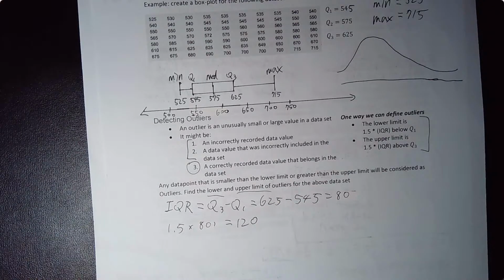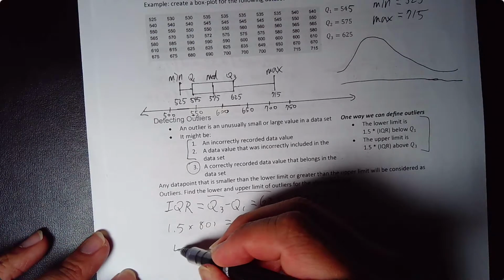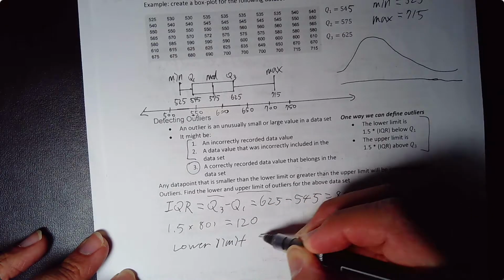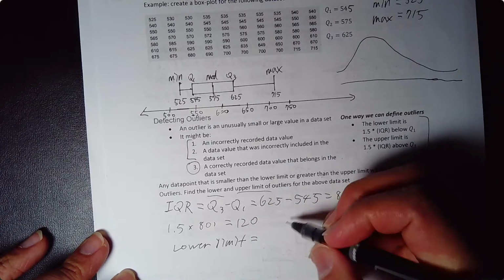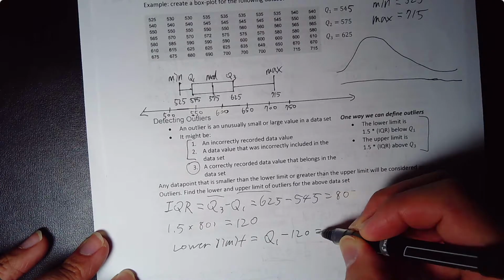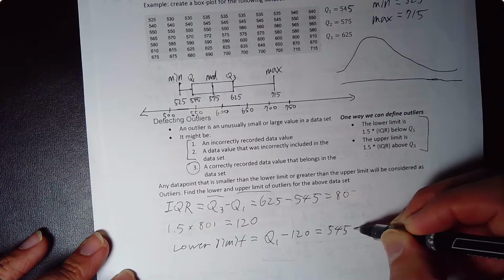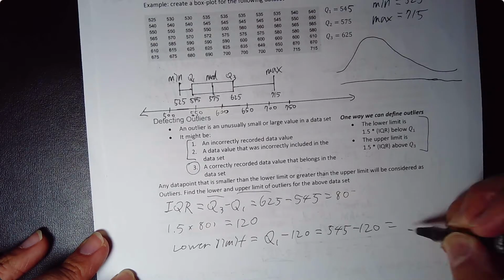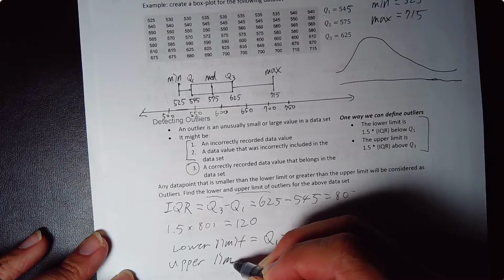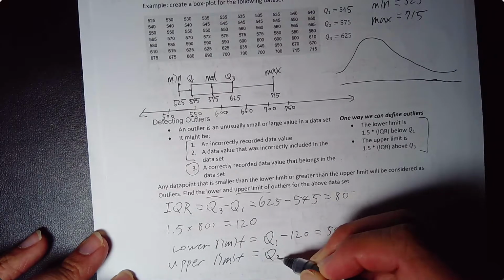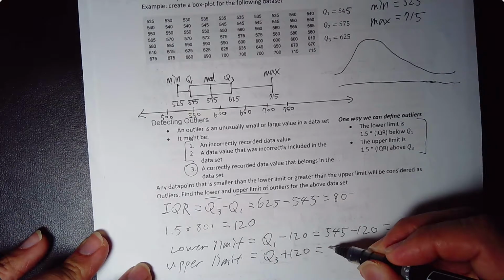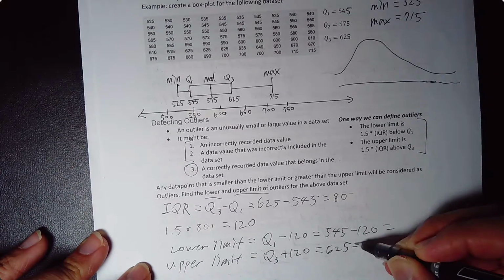Then to find the lower bound, or lower limit: the lower limit equals Q1 minus 120, which in our case would be 545 minus 120. Here, let me set it up. And the upper limit will be Q3 plus 120, which in this case equals 625 plus 120.